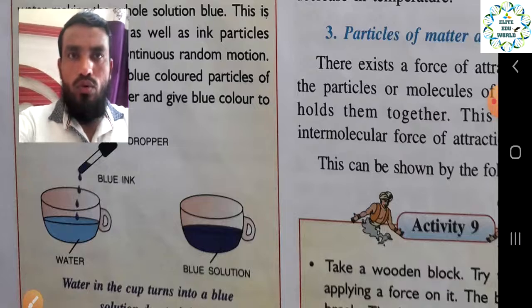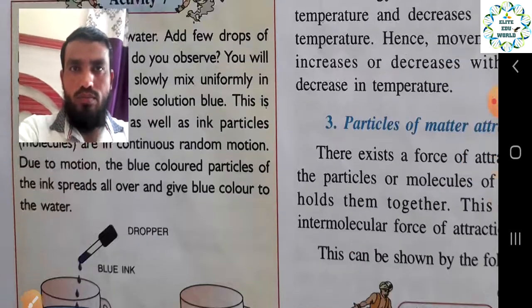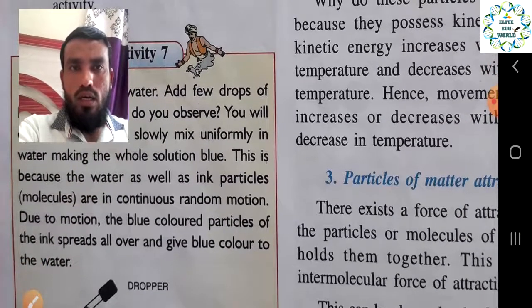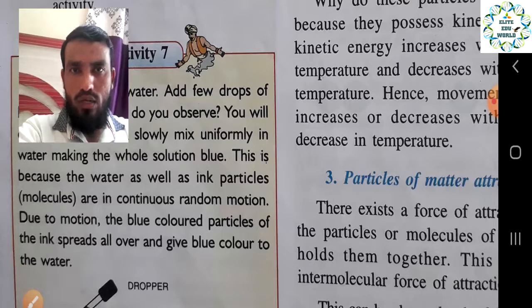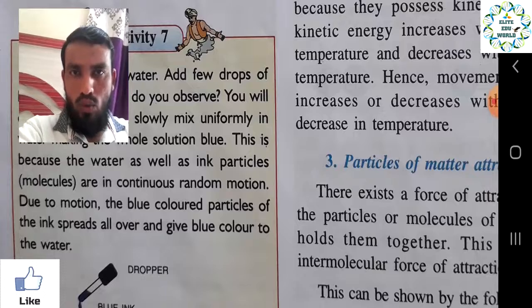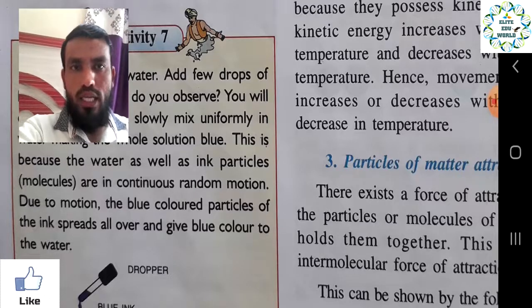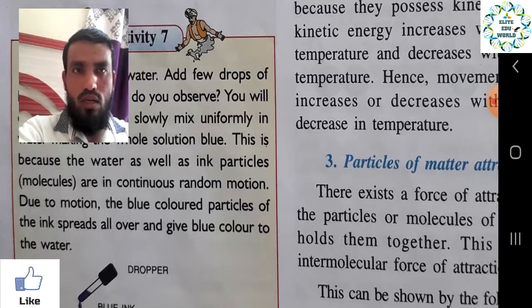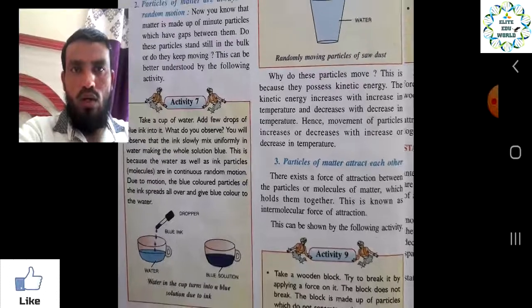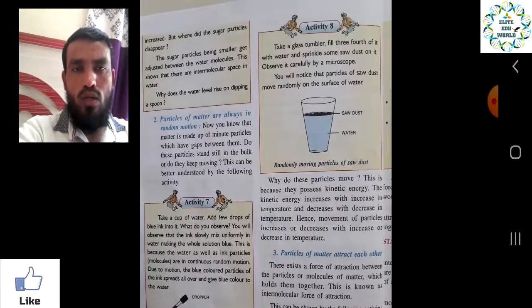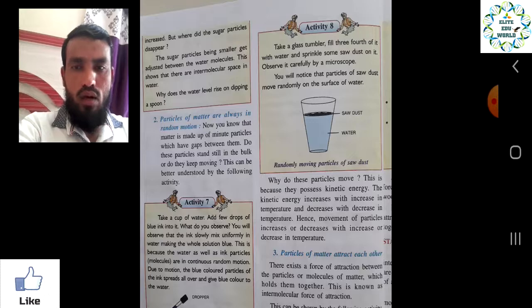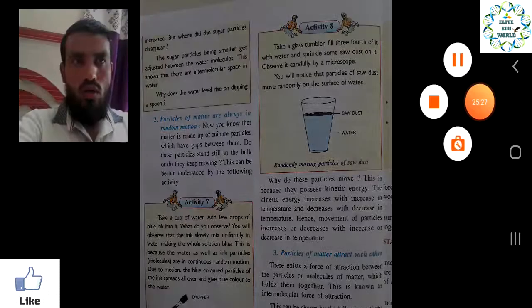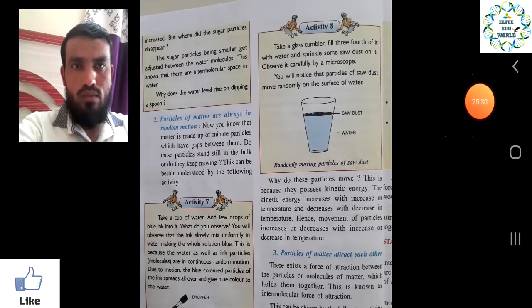This proves that the molecules of the liquid are in motion, because the water as well as the ink particles are in continuous and random motion. Due to the motion, the blue colored particles of the ink spread all over the water and give blue color to the water. So this proves the molecules of the water are also in motion. Because of that, the ink spreads everywhere in that cup.